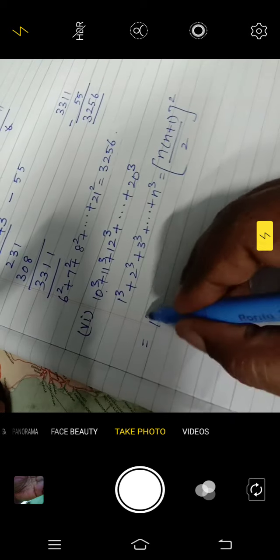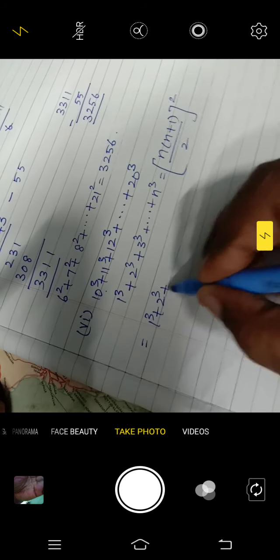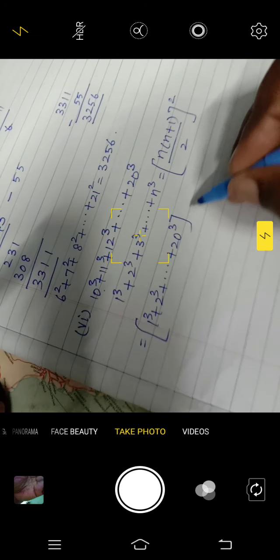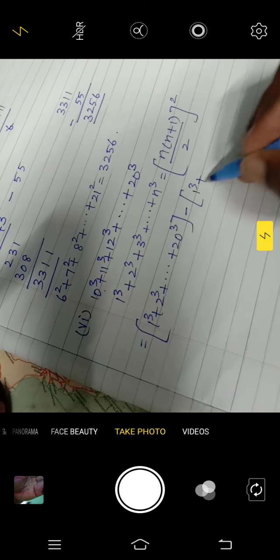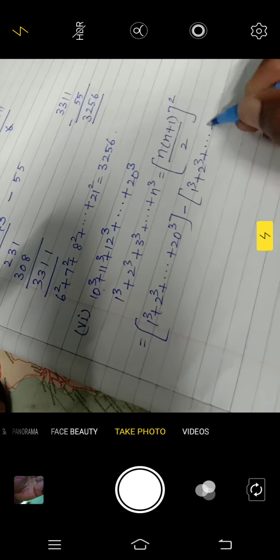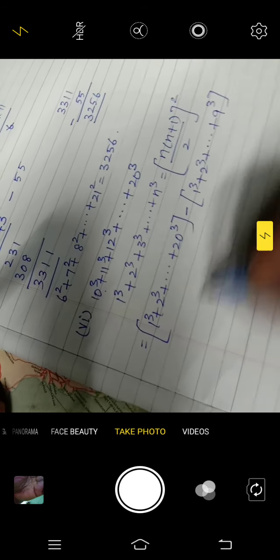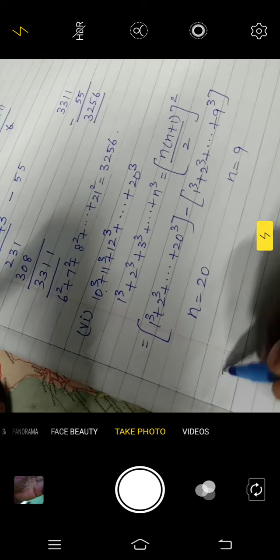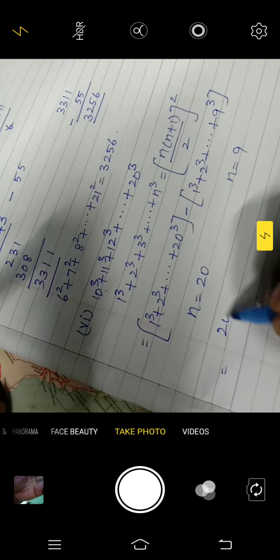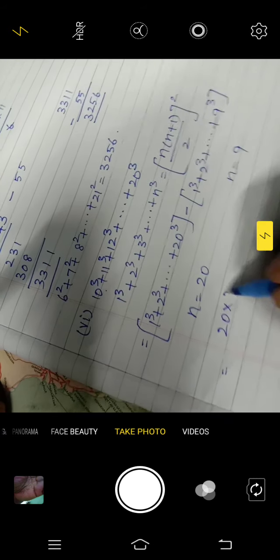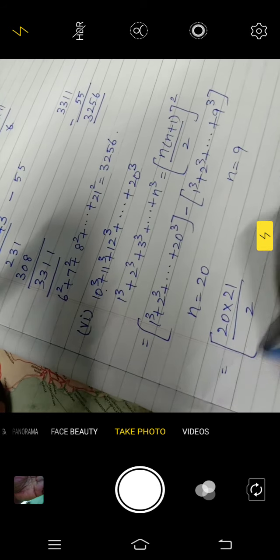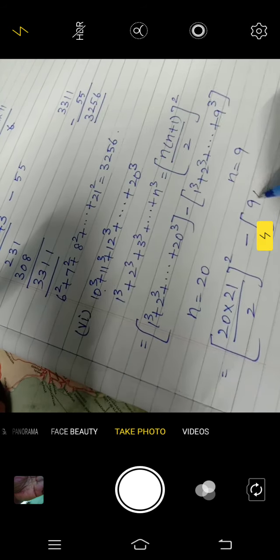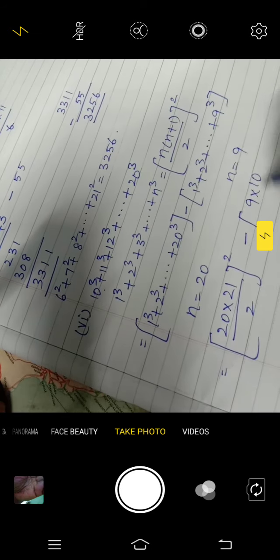So we have to subtract that: 1 cube plus 2 cube plus etc. plus 20 cube minus 1 cube plus 2 cube plus etc. plus 9 cube. Here n is equal to 20. Here n is equal to 9. Apply the formula: 20 into 20 plus 1, 21, by 2 whole square, minus, n is equal to 9, 9 into 9 plus 1, 10, by 2 whole square.